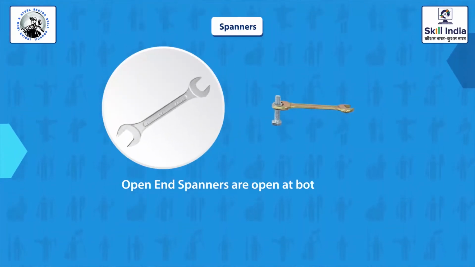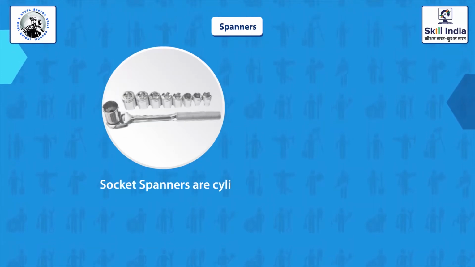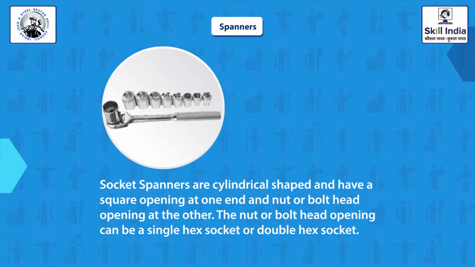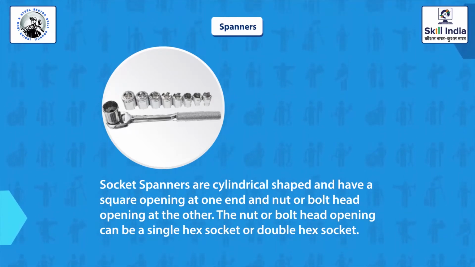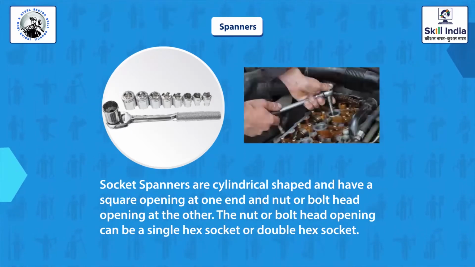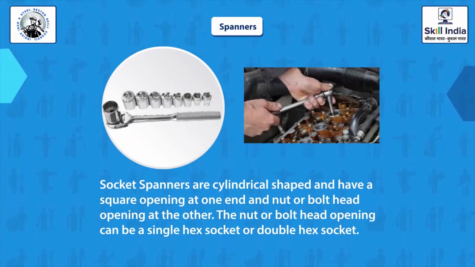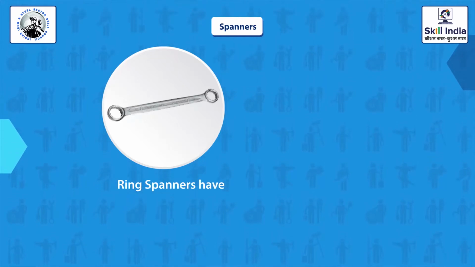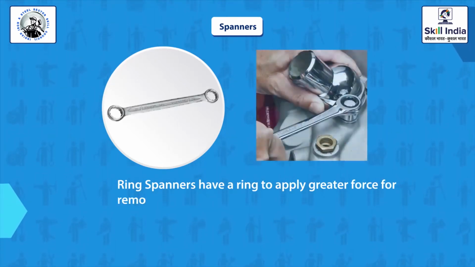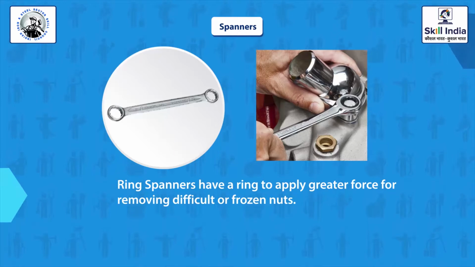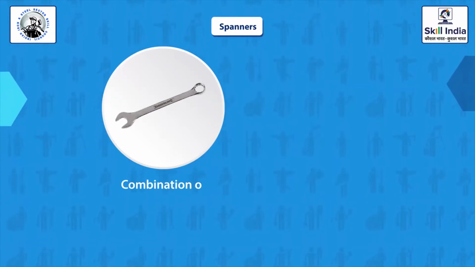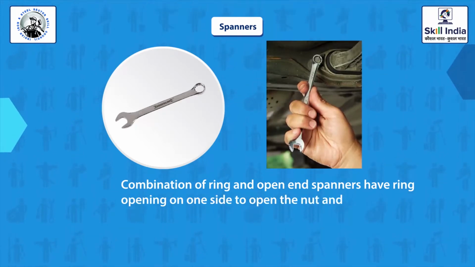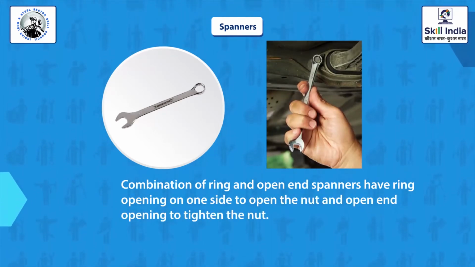Open-end spanners are open at both ends. Socket spanners are cylindrical shaped and have a square opening at one end and nut or bolt head opening at the other. The nut or bolt head opening can be a single hex socket or a double hex socket. Ring spanners have a ring to apply greater force for removing difficult or frozen nuts. Combination of ring and open-end spanners have ring opening on one side to open the nut and open-end opening to tighten the nut.